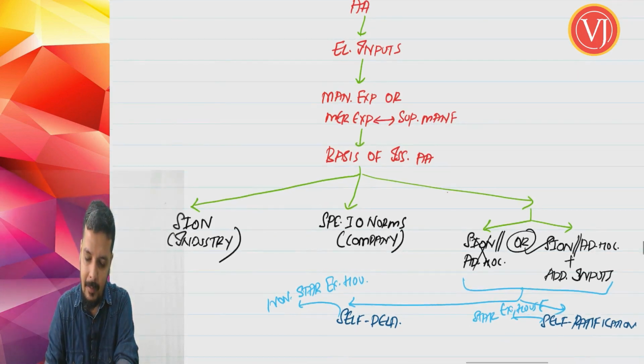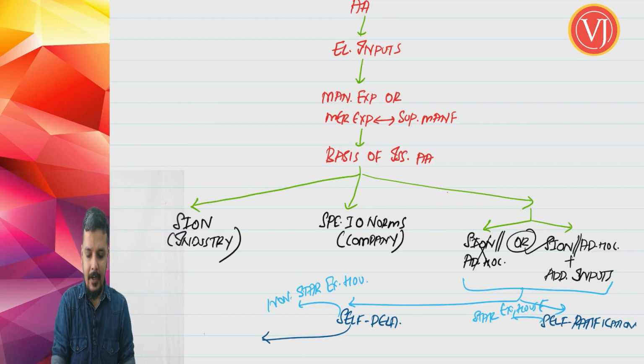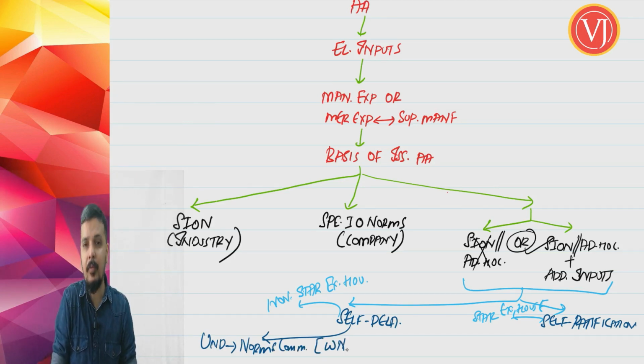Now friends, what is happening here is, in self declaration, you have to give an undertaking to the norms committee, and you have to abide by the wastage norms for that additional inputs given by the norms committee.